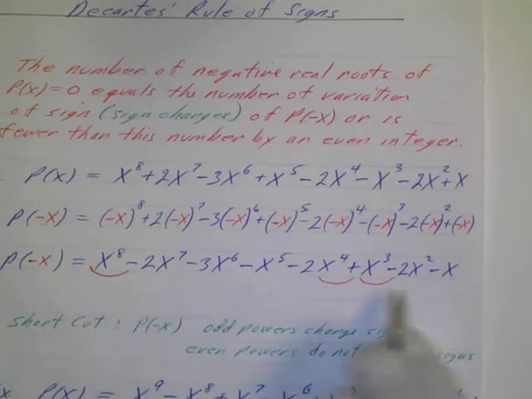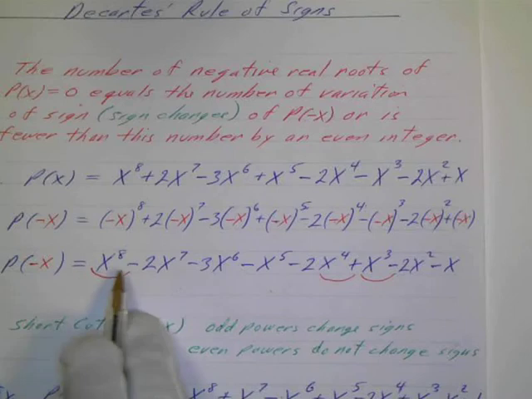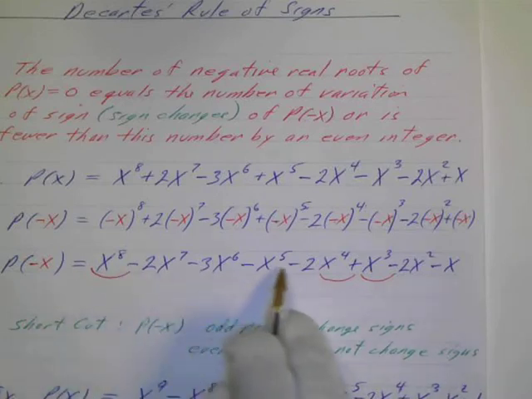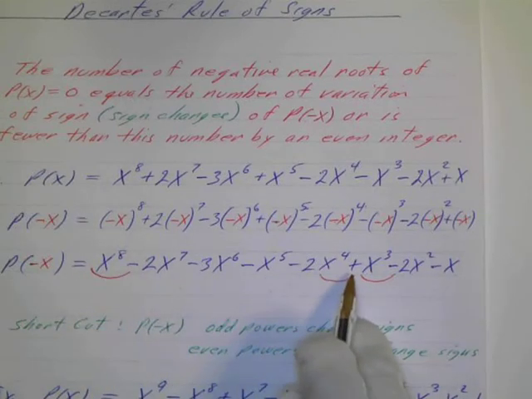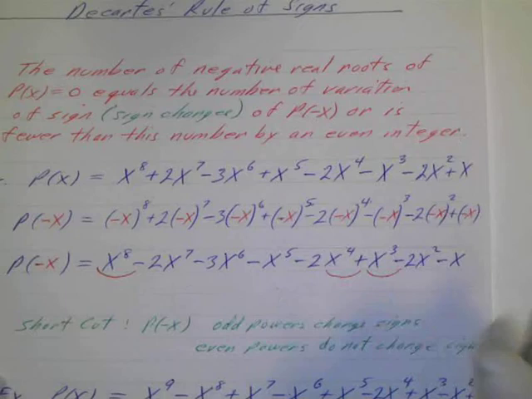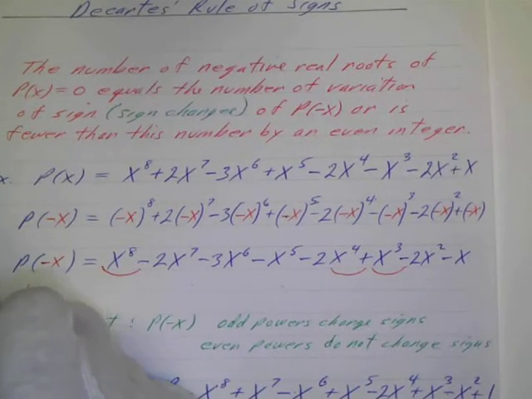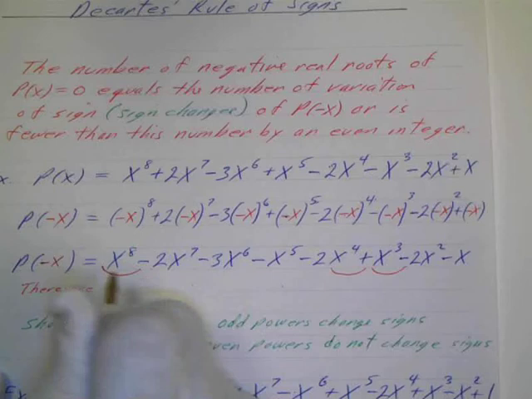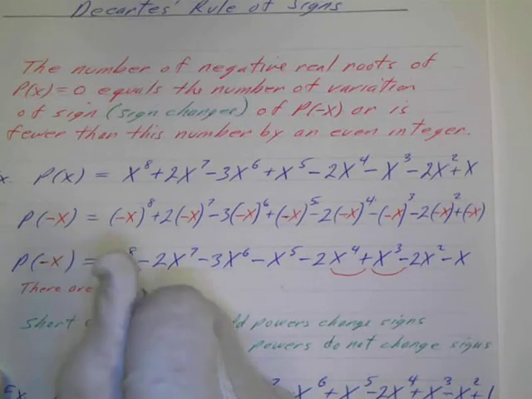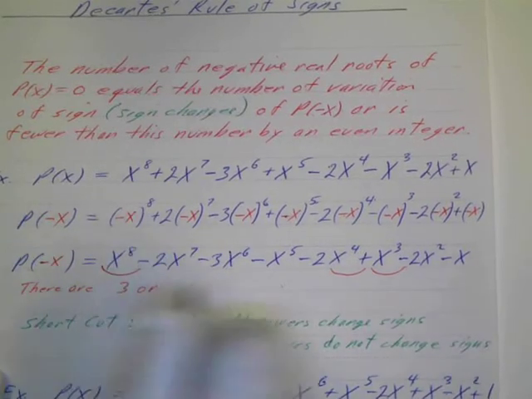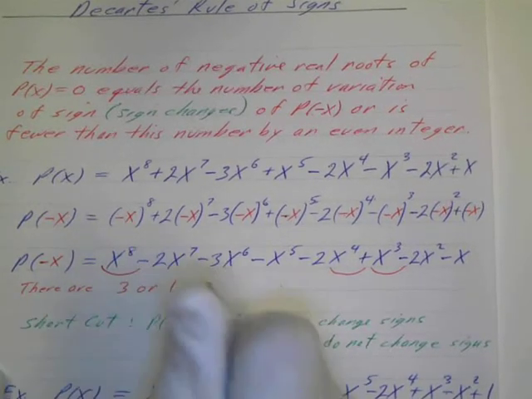So how many sign changes did we have here altogether? 1, 2, 3. So we can say there are 3, or 2 less than 3 is 1, negative real roots.